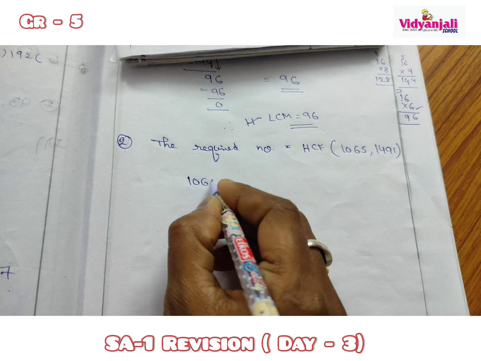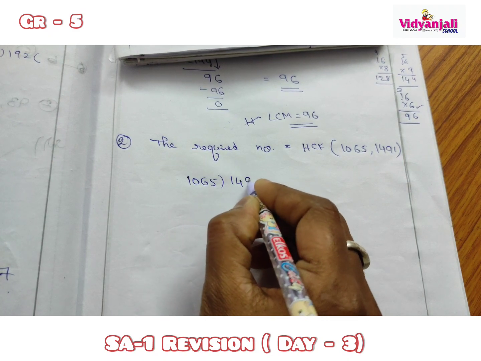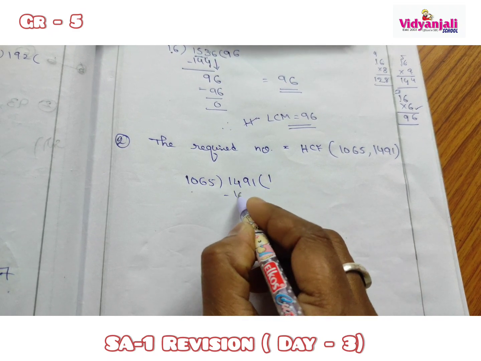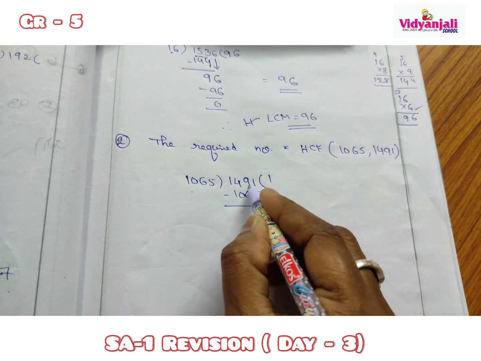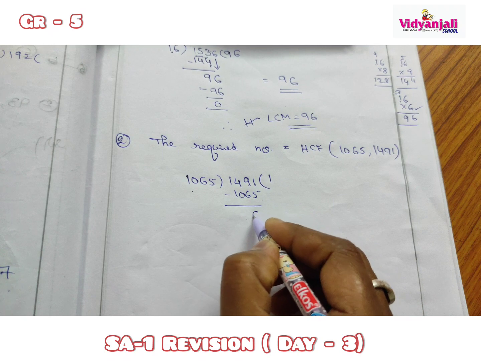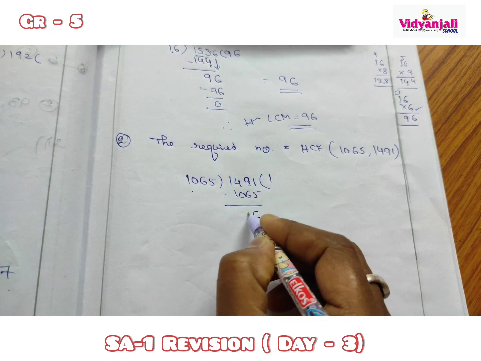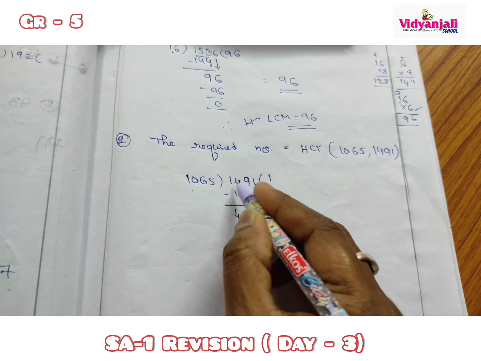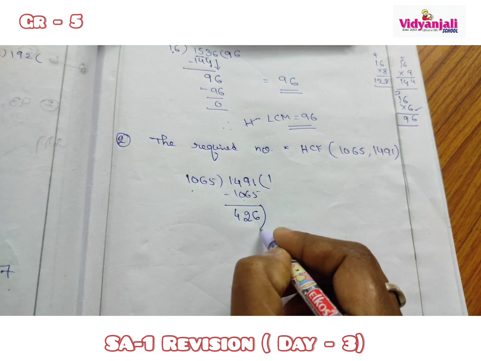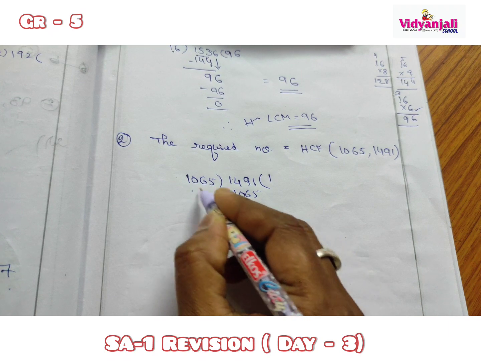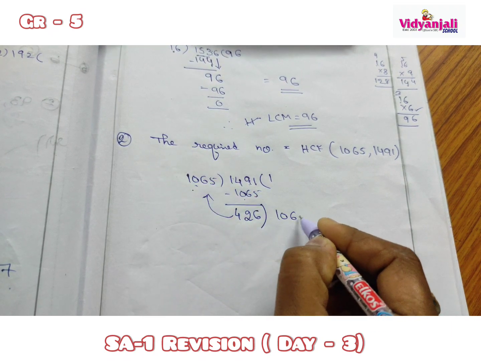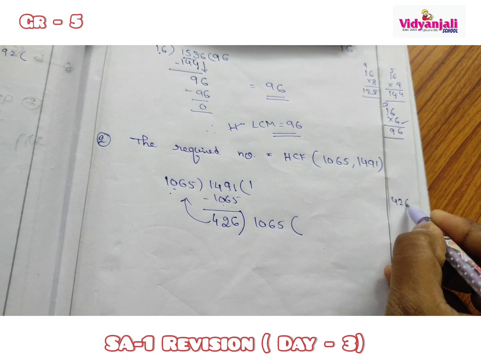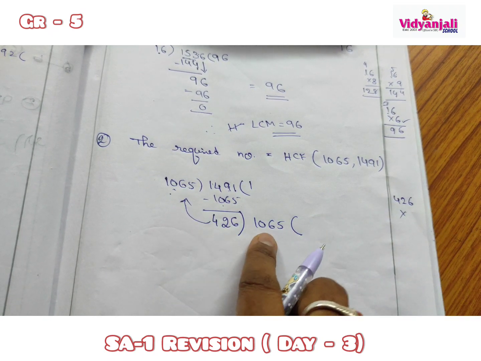So 1065, 1491. Now 1065 once only, it's near to 1400. So borrow. 11 minus 5 is 6. 8 is left. 8 minus 6 is 2. Here 4, and 1 minus 1, 0. Then what to do? We have to bring its before divisor here, 1065. Now in the 426 table, how many times will be near to this?